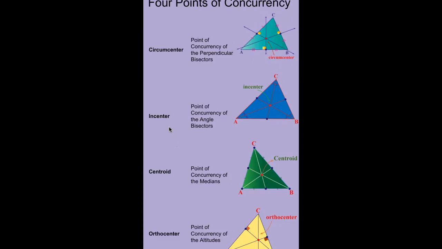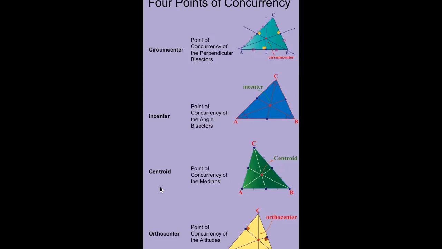The incenter is the point of concurrency made by finding where all of the angle bisectors intersect. You can see we've got 3 lines that each bisect their respective angles, and the place where they meet is the incenter. The incenter is what you use when you want to create a circle that is inscribed in your triangle. The incenter is the center of that circle.